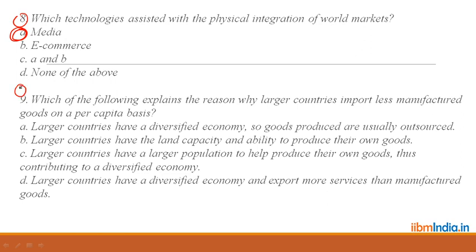Question number 9. Which of the following explain the reason why larger countries import less manufactured goods on a per capita basis? Large countries have a diversified economy, so goods produced are usually outsourced. Large countries have the land capacity and ability to produce their own goods. Large countries have a larger population to help produce their own goods, thus contributing to a diversified economy. Larger countries have a diversified economy and export more services than goods.